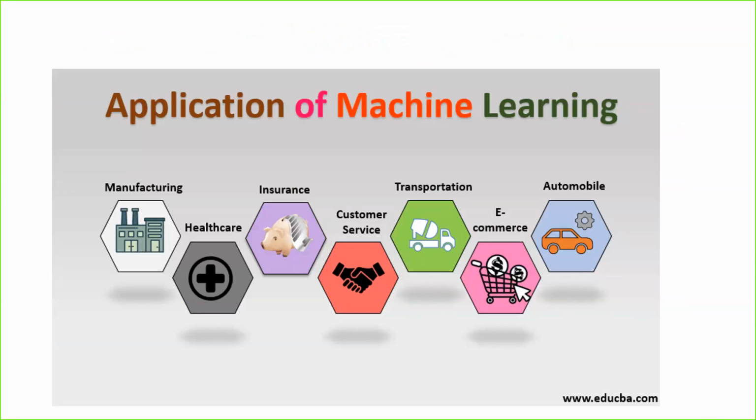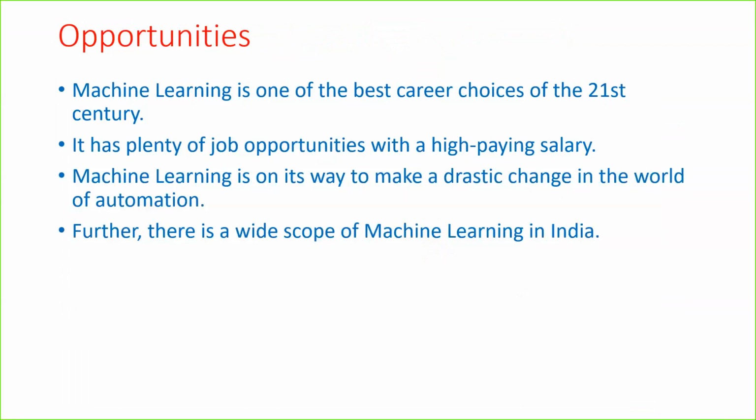In addition to the lots of applications, obviously, when you have more applications, it means more opportunities. So plenty of jobs are available with high paying salaries, right? Machine learning is one of the best career choices of the 21st century. It is on its way to making a drastic change in the world of automation. And in addition, there is a wide scope of machine learning in India. So these are all the reasons why one should be thorough with machine learning concepts in today's world. All right.